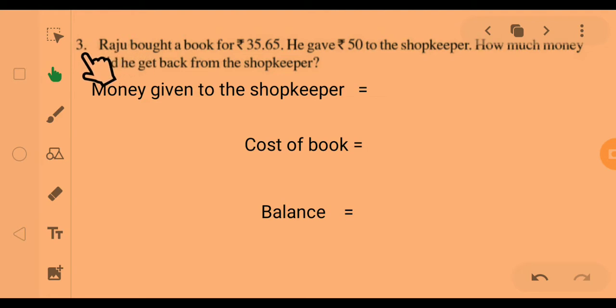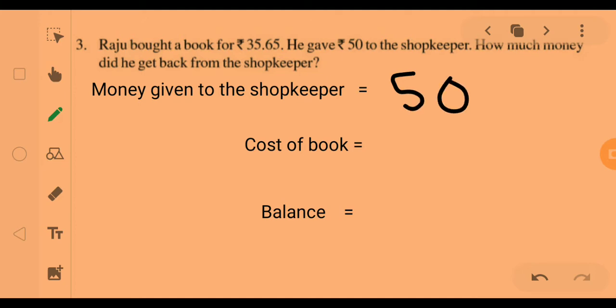The third word problem. Raju bought a book for 35 rupees 65 paise. He gave 50 rupees to the shopkeeper. How much money did he get back from the shopkeeper? First of all, we have to write the money given to the shopkeeper. How much amount did Raju give to the shopkeeper? 50 rupees. So we write 50 rupees.